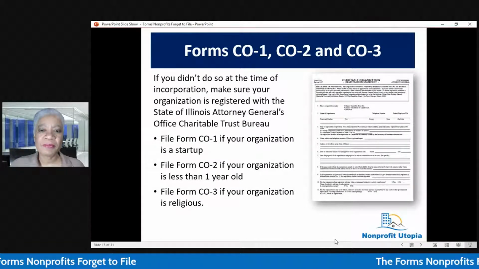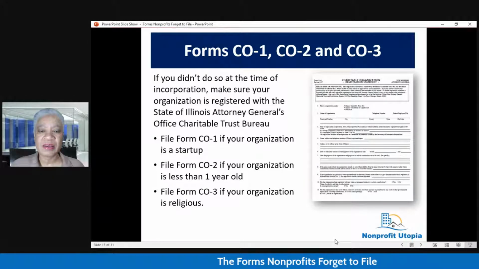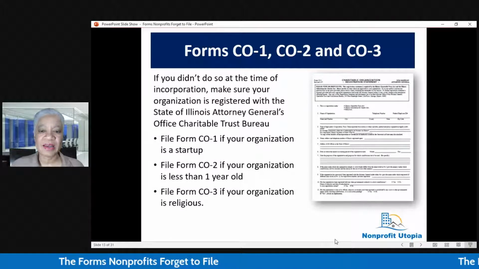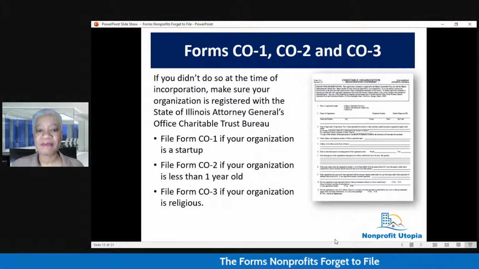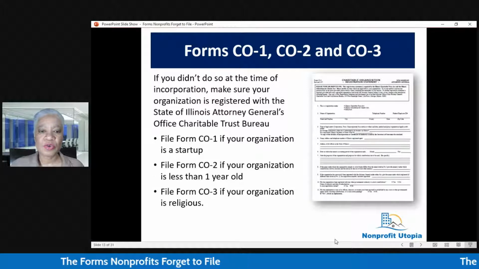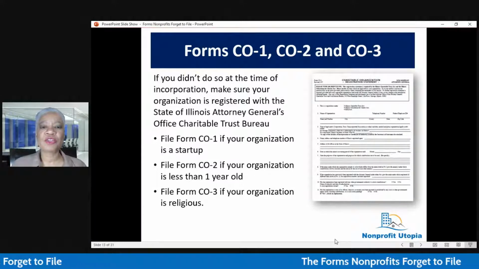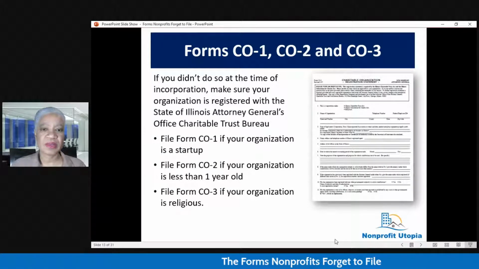Another form people forget to file, and these are one-time only files. Once you file them once, you don't have to ever file them again. But many organizations don't realize that they have to file these forms. And in the state of Illinois, these are forms that you use to register with the Attorney General's office.